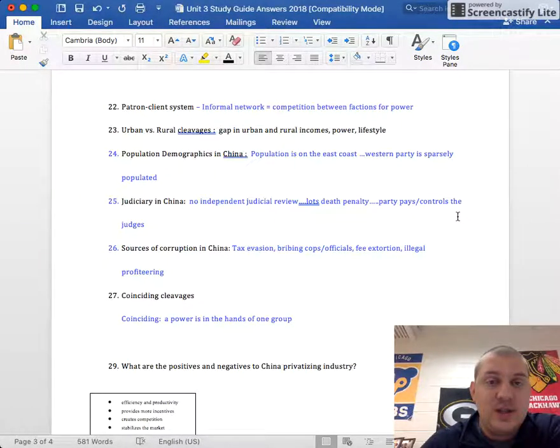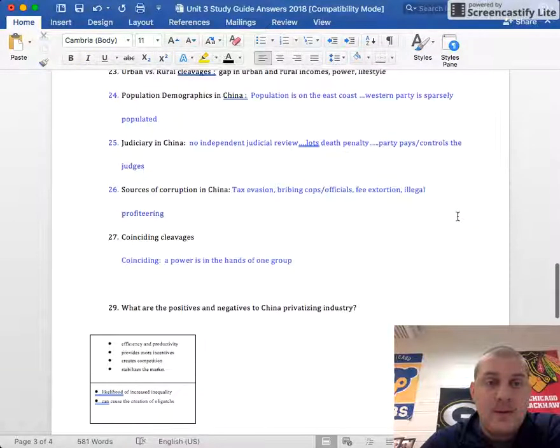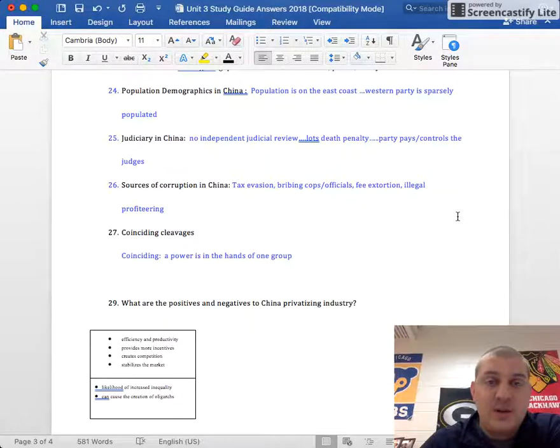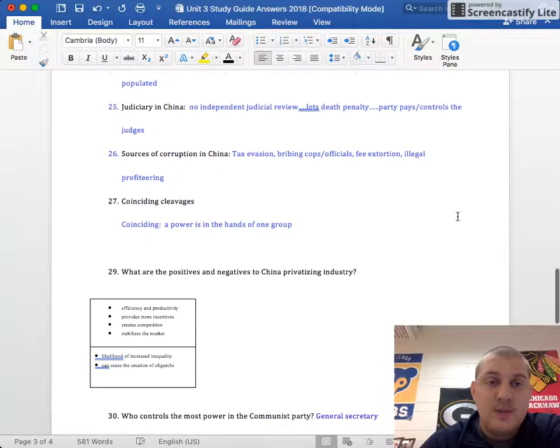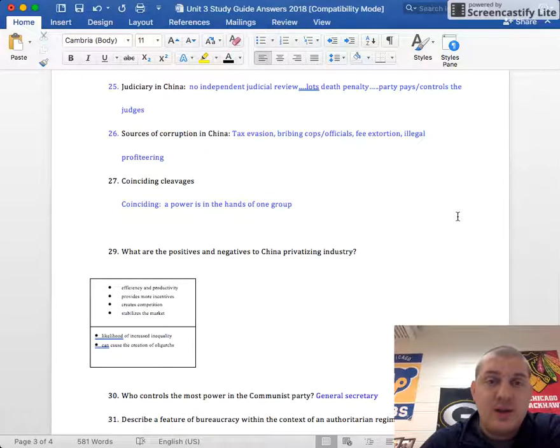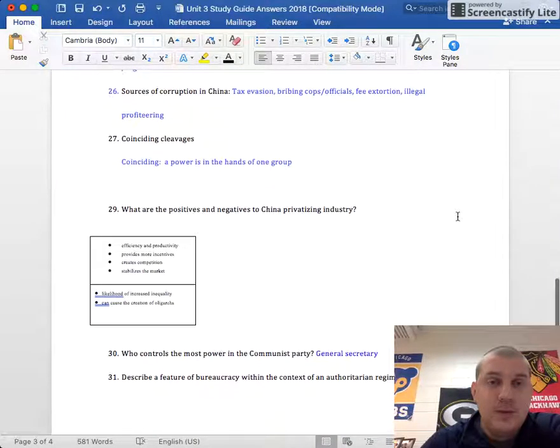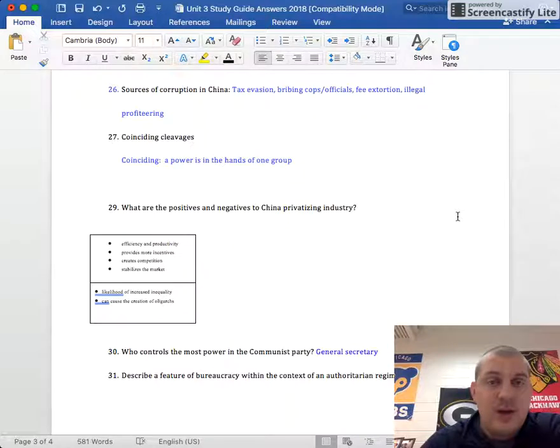Rural and urban cleavages, there's that big gap in income, different lifestyles, more power for the officials in the rural areas, but again, the bigger cities have more power. Population is located, most of it, on the East Coast because of the ports. We talked about lots of death penalties within China, and also the party controls the judges, so there's some corruption there. Some of the corruption includes tax evasion, bribing cops and officials, illegal profiteering, and fee extortion.